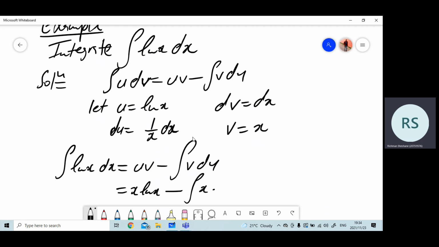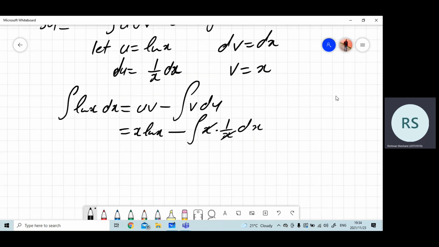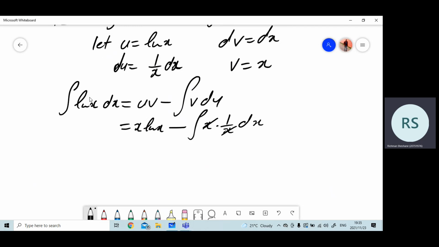What is du? It's 1 over x dx. What you notice here is that x cancels with x. So now we're going to find the integral of ln x. So this is just x ln x minus integral of dx, because the x cancels.